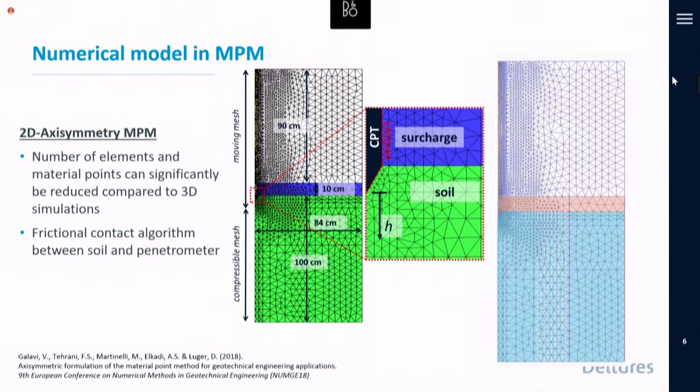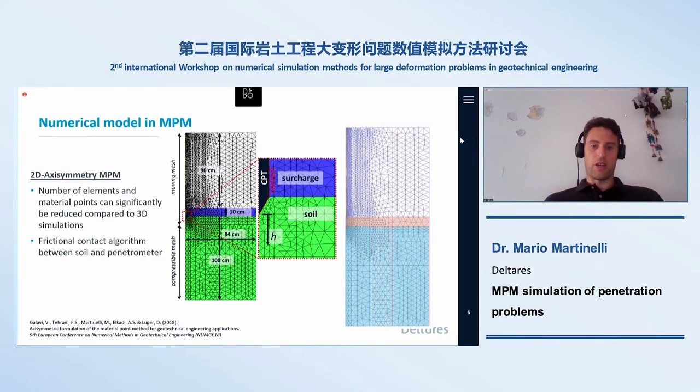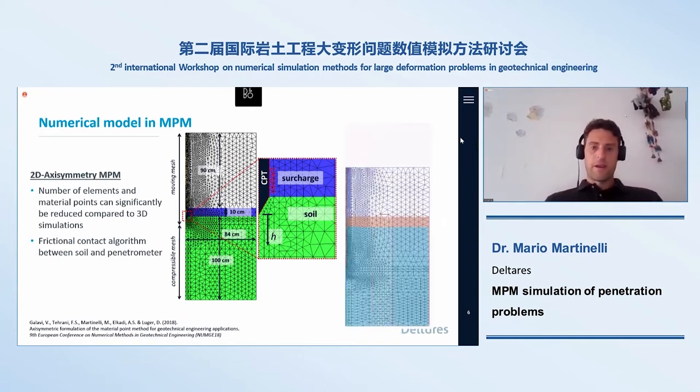So part of the mesh of the domain is fixed and translates, and the other part of the mesh is compressible, so the elements shrink accordingly to the displacement of the moving mesh. You see the penetrometer here, and then between the penetrometer and the soil there is a contact surface, and the soil is simulated with the green color here.